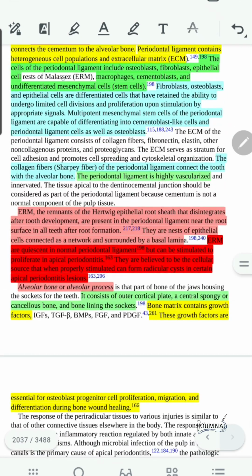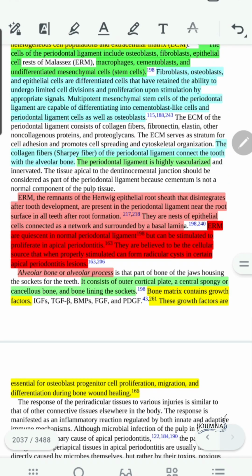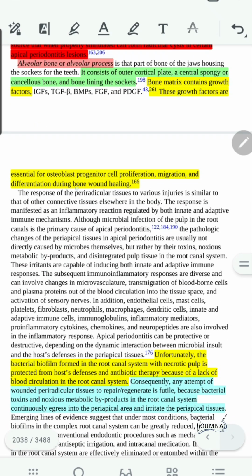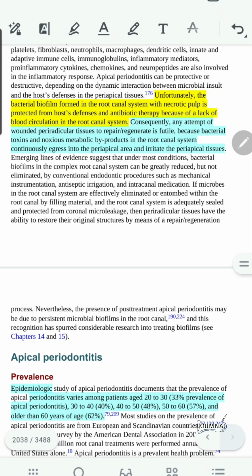The epithelial cells called the Hertwig epithelial root sheath are said to be the source of radicular cyst formation when they are stimulated by inflammation. The periodontal ligament is highly vascularized. The bone is composed of bone matrix, growth factors, and osteoblasts that help in bone healing when there is a wound.